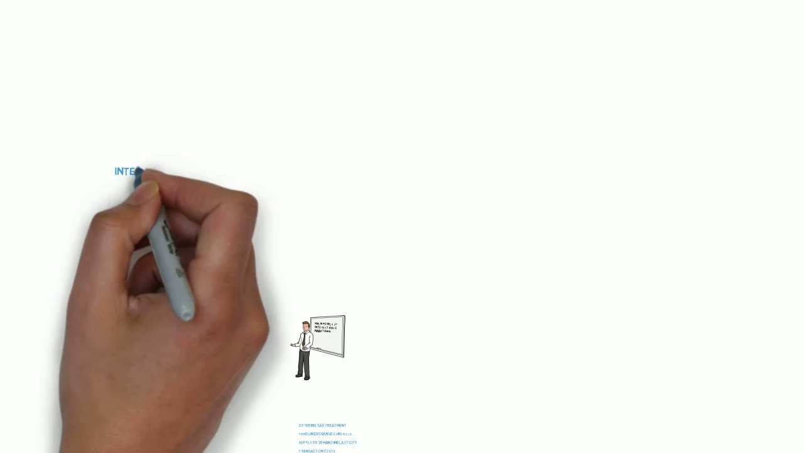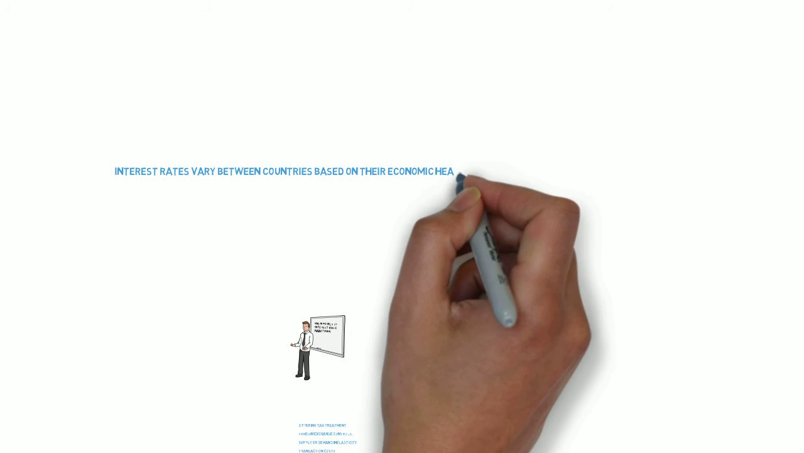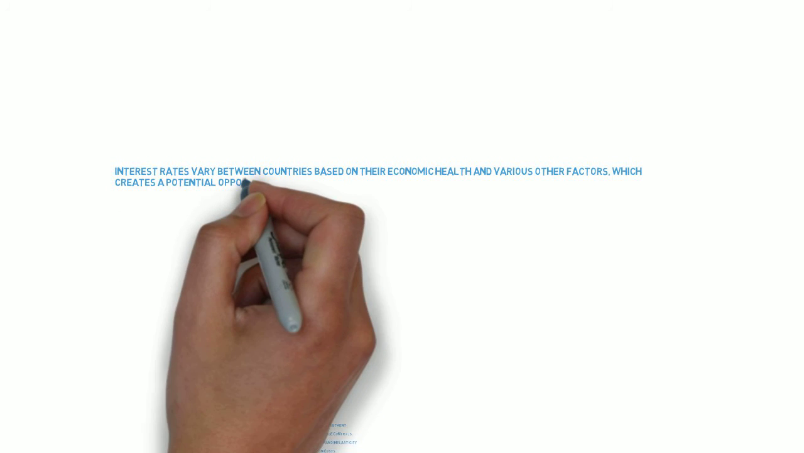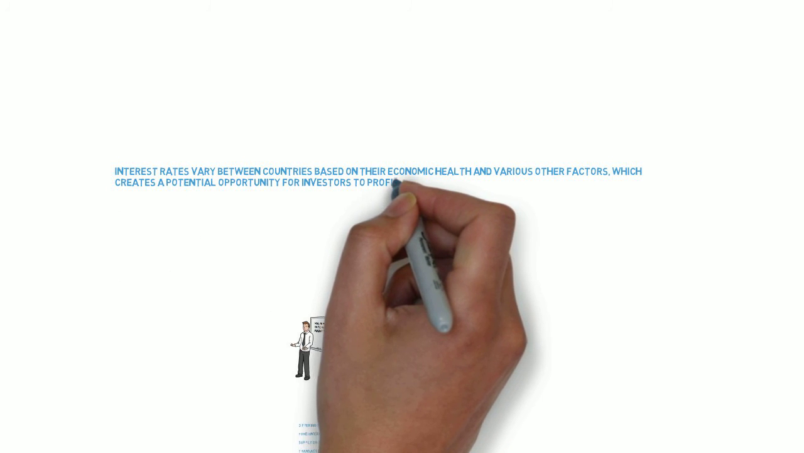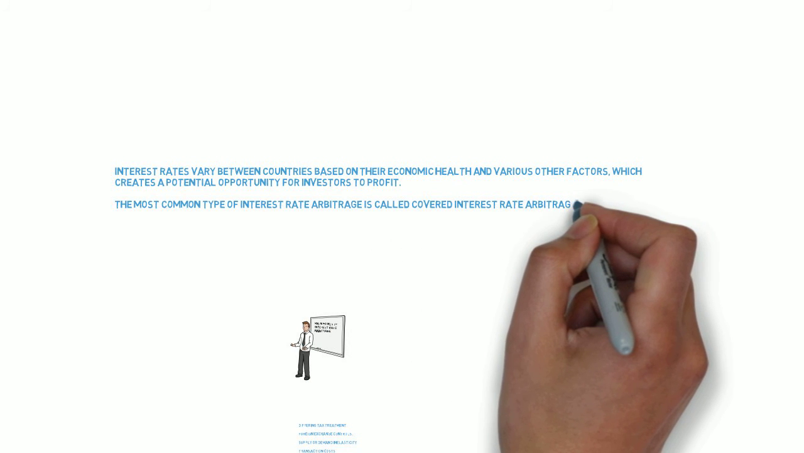Interest rates vary between countries based on their economic health and various other factors, which creates a potential opportunity for investors to profit. The most common type of interest rate arbitrage is called covered interest rate arbitrage, which means that exchange rate risk is safeguarded with a forward contract.